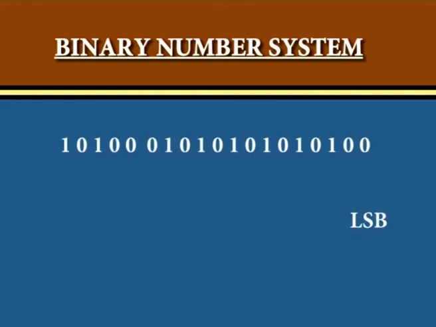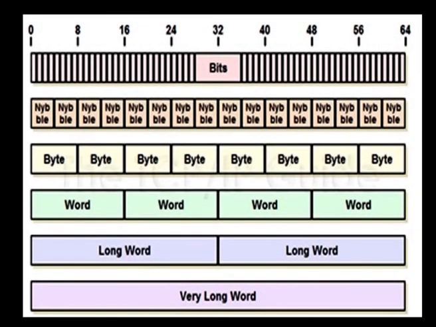Bit 0 is usually referred to as the least significant bit or LSB. The leftmost bit is typically called the most significant bit, that is MSB. We will refer to the intermediate bits by their respective bit numbers. This diagram on the screen shows the relative sizes of the most commonly sized collection of binary information.